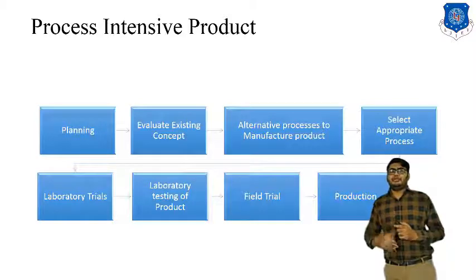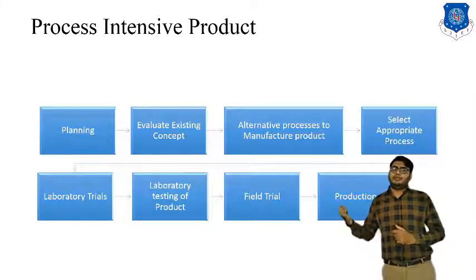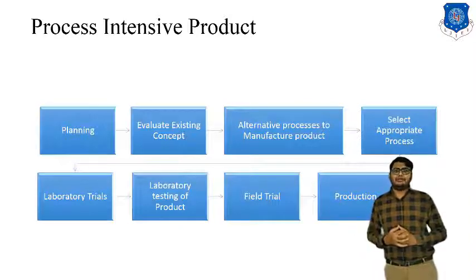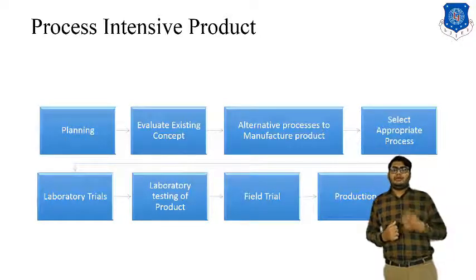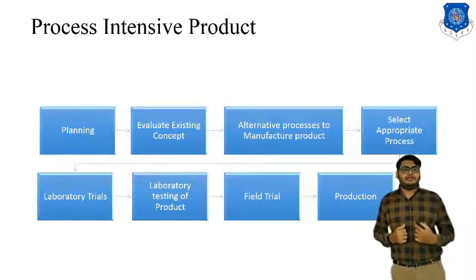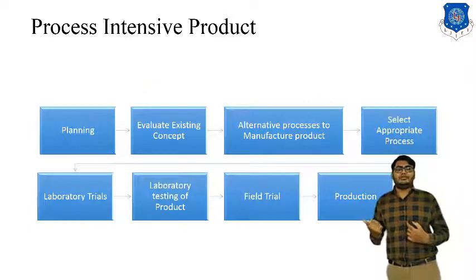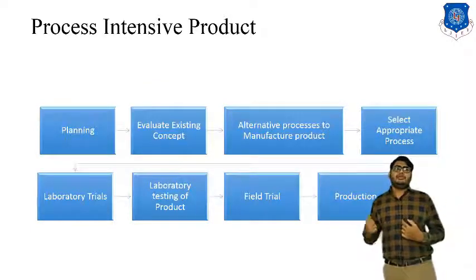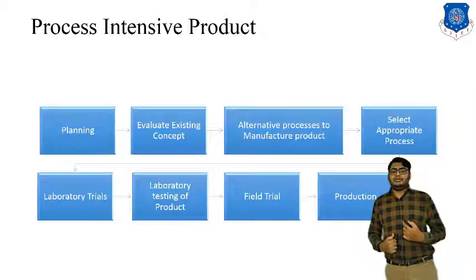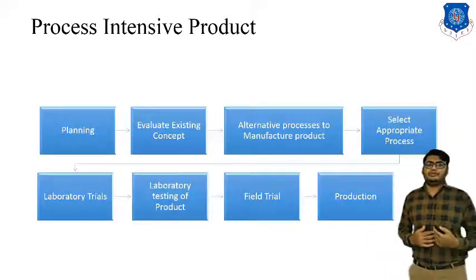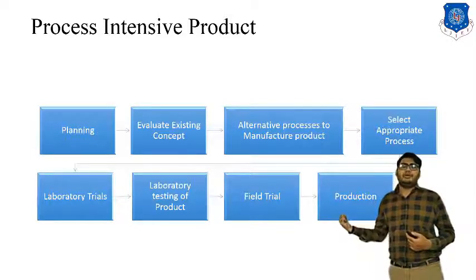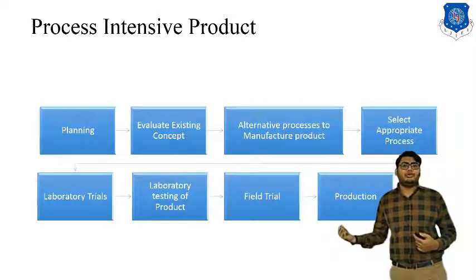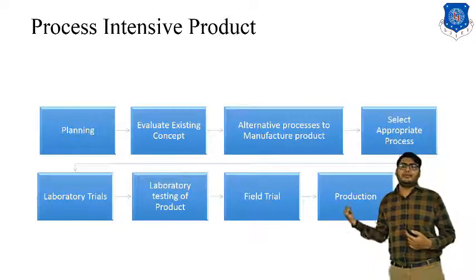So how will the process intensive product development process go? It will, as usual, start with planning. Then we evaluate different existing concepts. Then we select alternate processes. Instead of alternate concepts, we select processes to manufacture the product. Then we select appropriate process. Then we do some laboratory testing because these products are chemical based products. So laboratory testing should be there.